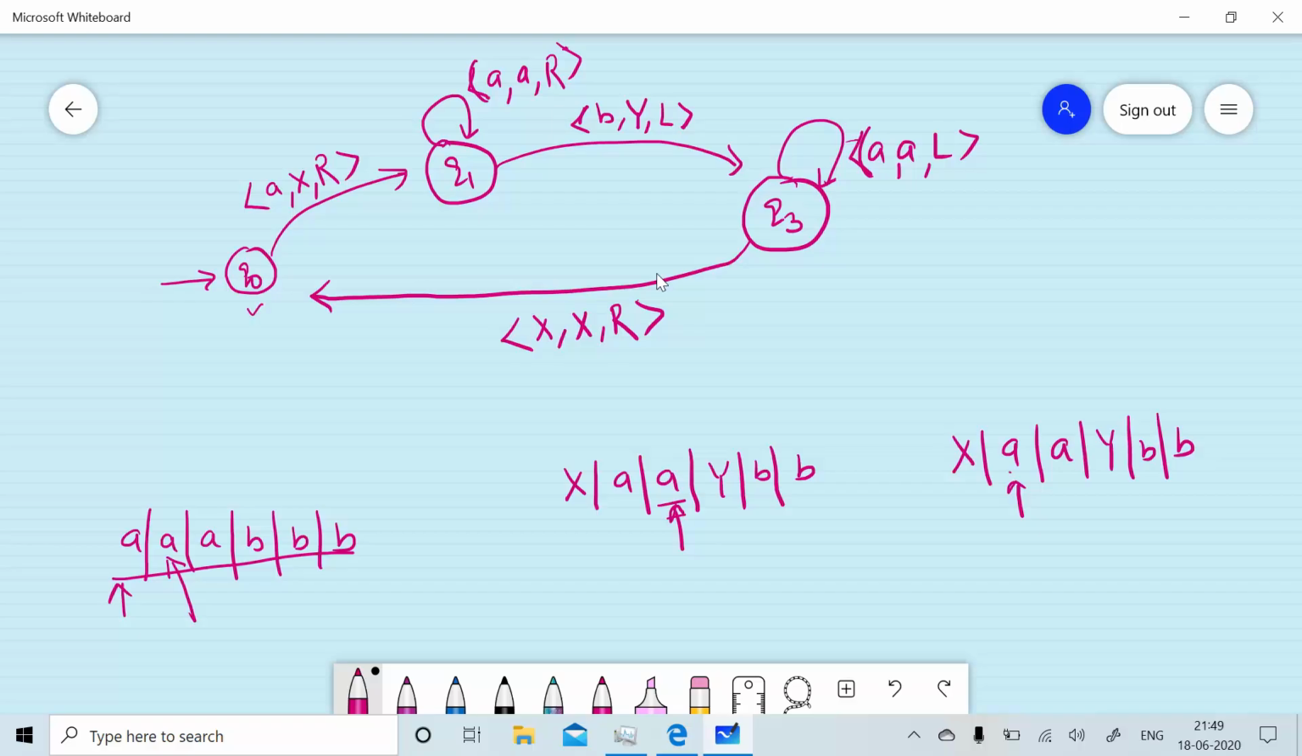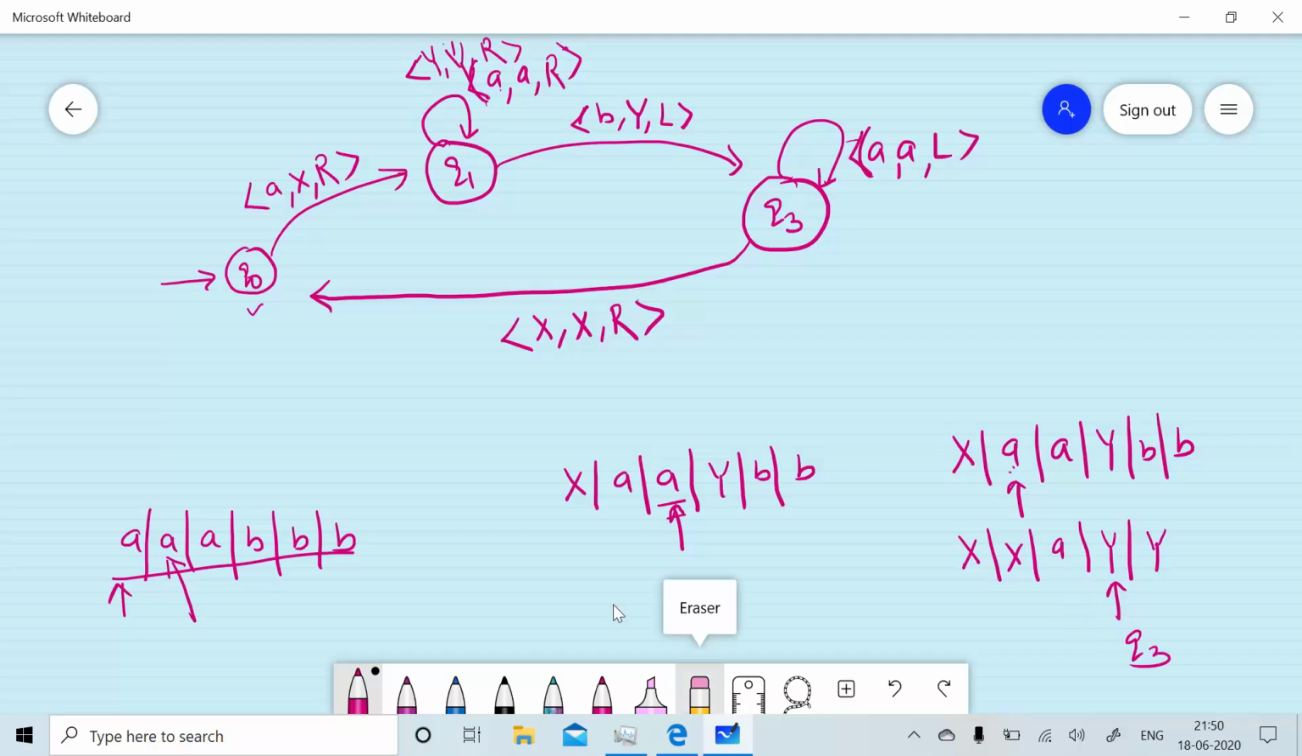On Q0, reading A, we will replace A by X and move toward the right, and we are in Q1 state. On Q1, if we read A, we will keep it as A and move toward the right hand side. Then we will point to Y. Now we are searching for the next B. So if any number of Y occur, we will keep it as Y and move toward the right hand side. After one iteration, we will get B, replace it by Y and move toward the left hand side, and we are in Q3 state.